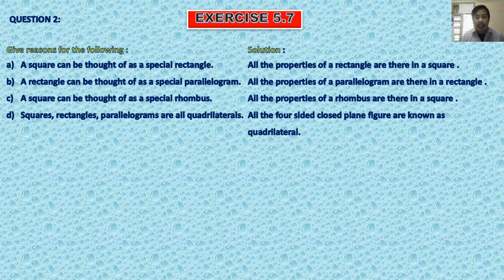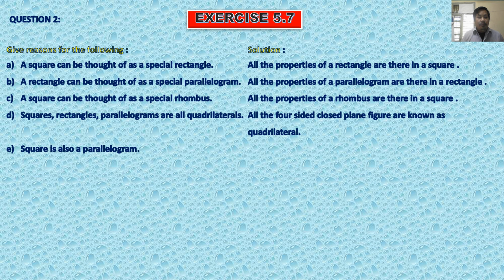There's the explanation, or the answer: all the four-sided closed plane figures are known as quadrilaterals, because square, rectangle, and parallelograms are all figures having four sides. That's why they are called quadrilaterals. Okay, next we have E.